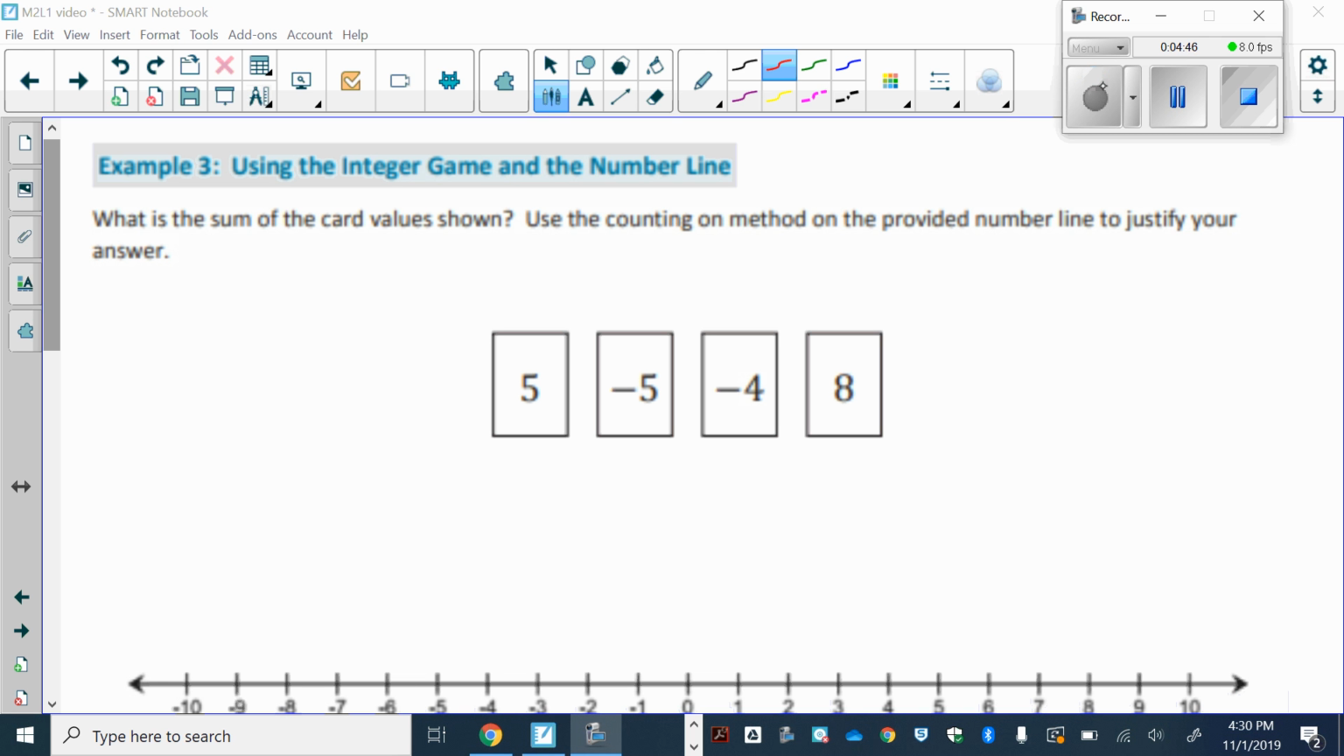What is the sum of the card values shown? Use the counting on method on the provided number line to justify your answer. So my first number is +5. So I'm going to start at 0, and I'm going to go to the right 5. 1, 2, 3, 4, 5. Always put an arrowhead on it to show what direction you're moving.